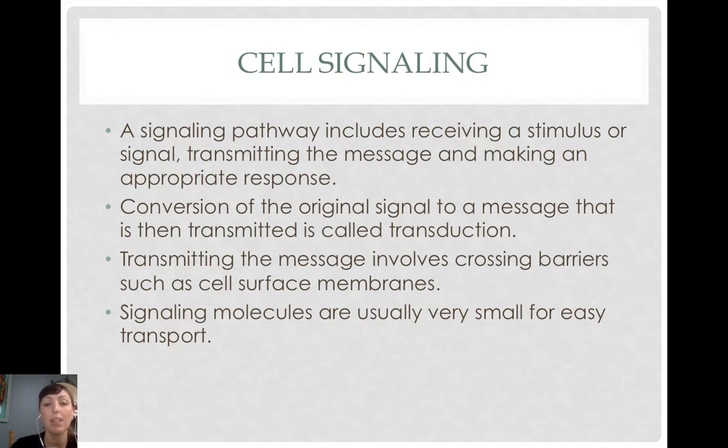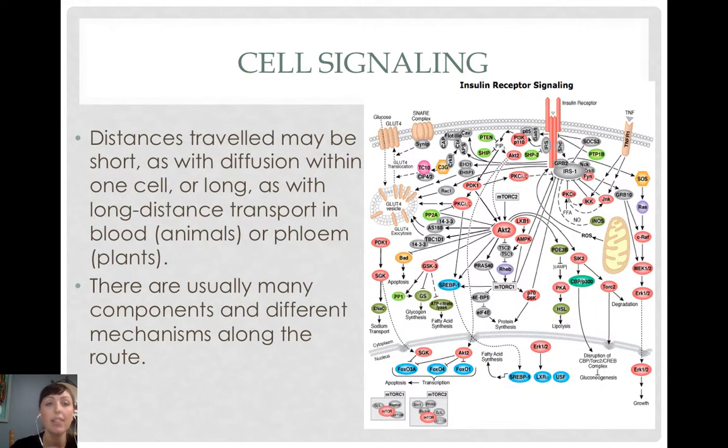Okay, transmitting the message involves crossing barriers like cell surface membranes, and signaling molecules are usually very small for easy transport. Distances traveled may be short, as with diffusion within one cell, or long, as with long distance transport in blood or phloem. Usually there are many components and different mechanisms along the route. Look at just this simple route for insulin receptor signaling. It is extremely complex.